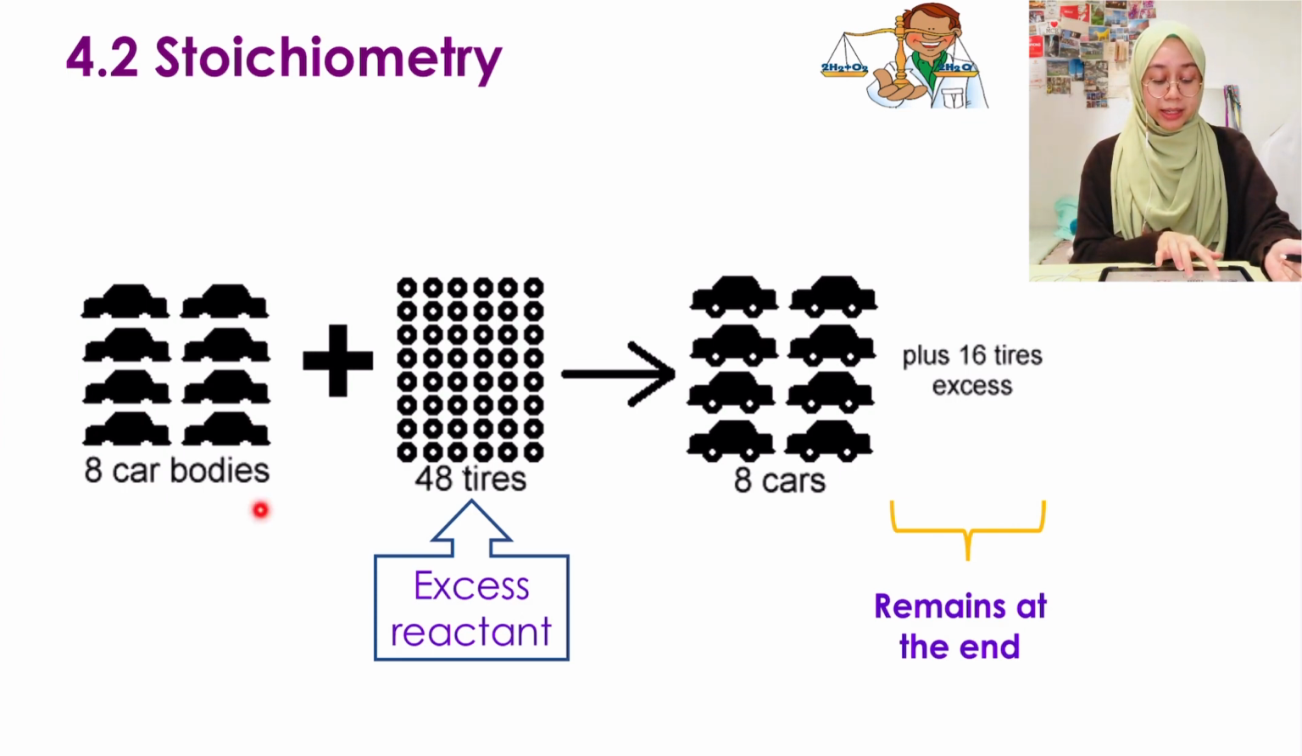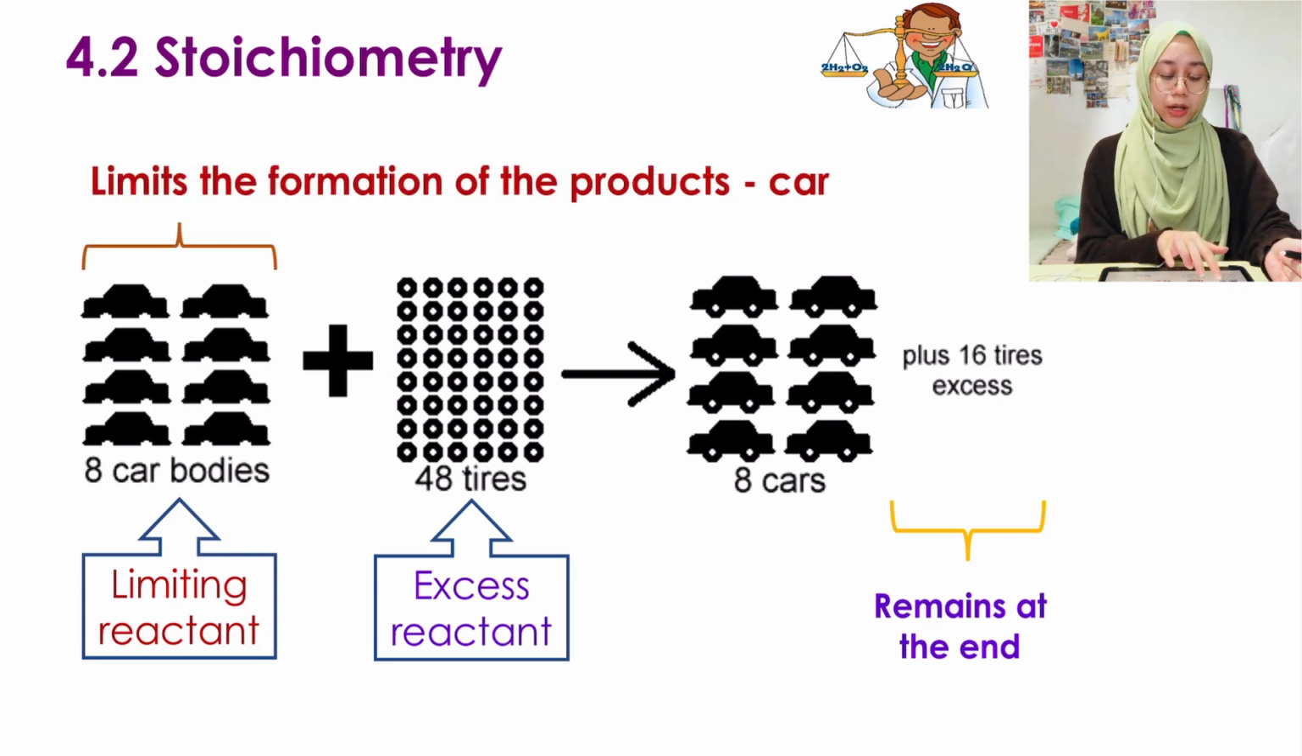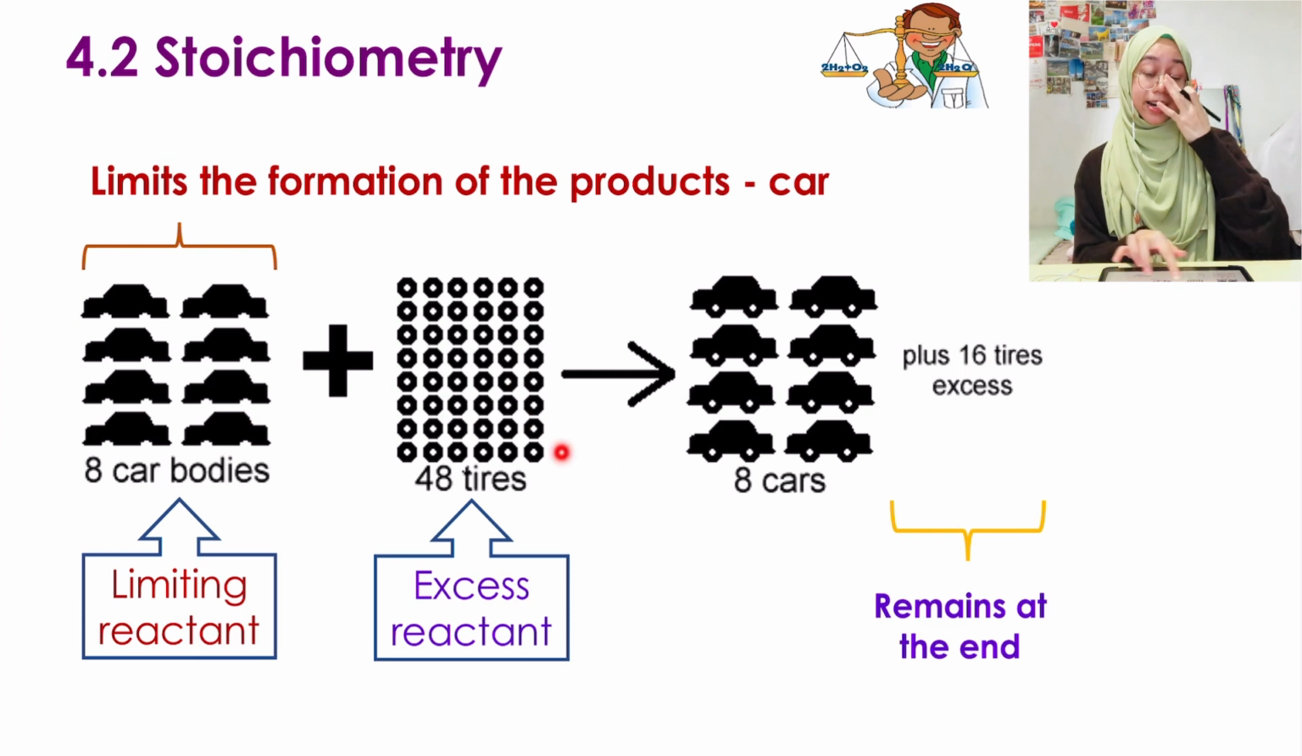Meanwhile, ada tak baki untuk car bodies? Ada tak kamu nampak car bodies kat sini? Tak ada. Okay, so since dia tak ada baki, bermaksud we completely use the car body. Therefore, car body kat sini pula is considered as limiting reactant. Okay, so basically the car bodies limit the formation of the products. As you can see, we can only produce 8 cars because we only have 8 car bodies. Okay, however, the tires pula tak habis diguna pakai sebab dia ada berlebihan. Okay, so kita boleh nampak lah ada baki dekat hujung ni nanti.